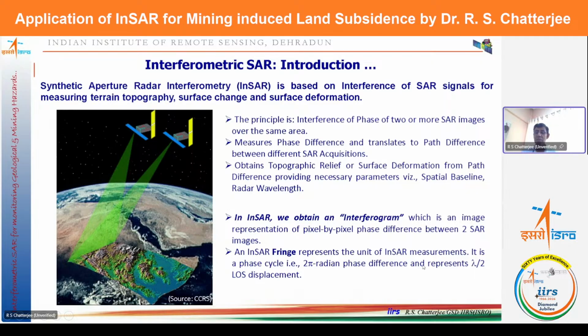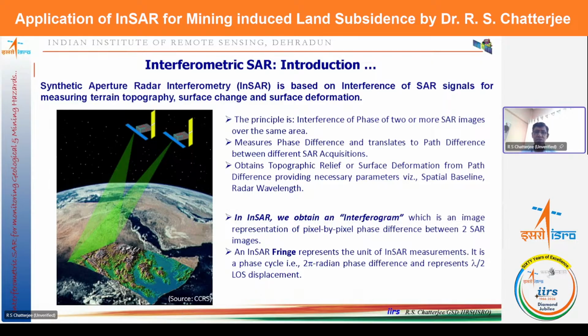And you know lambda is only a few centimeters. For example, in case of C-band, it is 5.6 centimeter. So it will represent 5.6 upon 2, so 2.8 centimeter displacement. One fringe will tell that, between your 2 image acquisition dates.